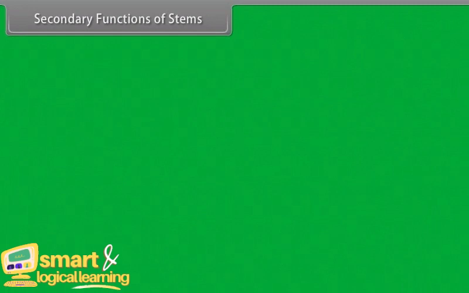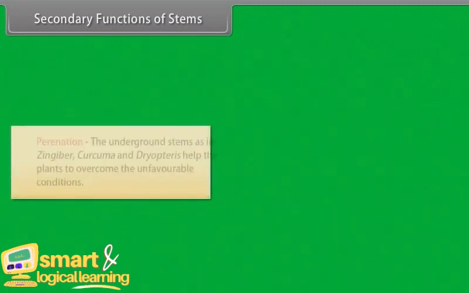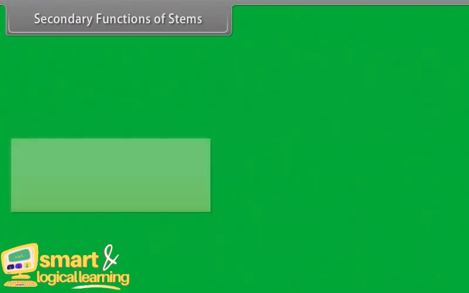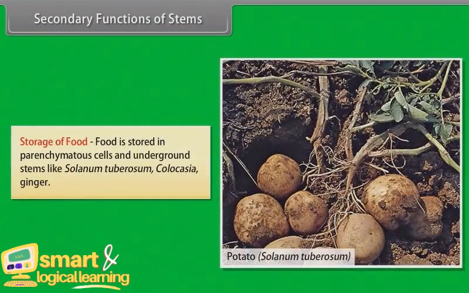Secondary functions of stems. Perennation. The underground stems, as in Zingiber, Curcuma, and Dryopteris, help the plants to overcome unfavorable conditions. Storage of food. Food is stored in parenchymatous cells, in underground stems like Solanum tuberosum, Colocasia, and ginger.